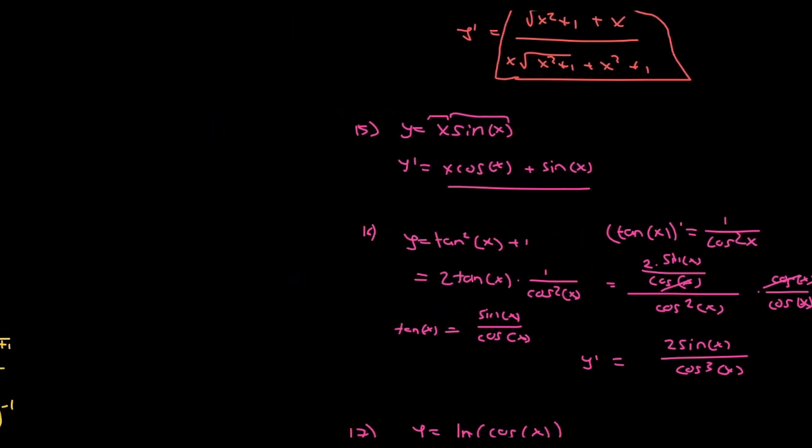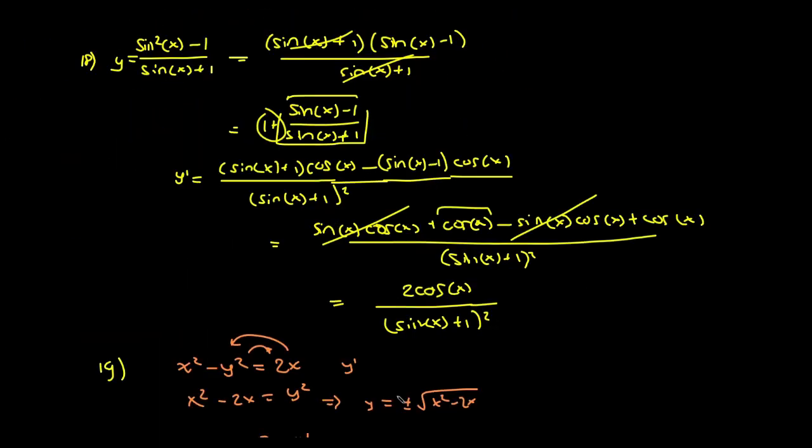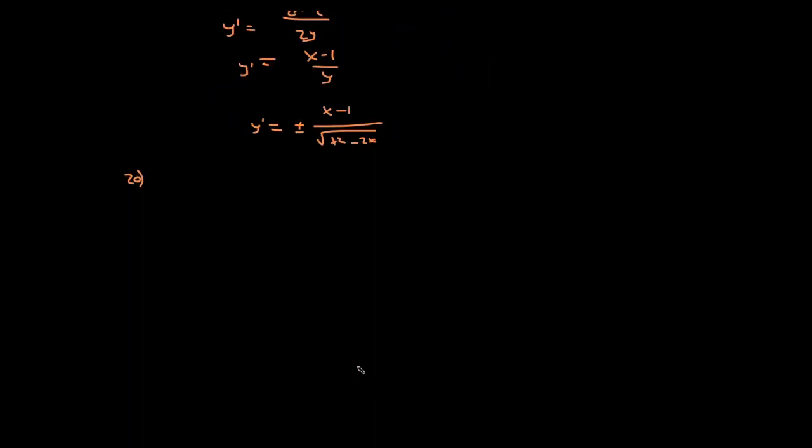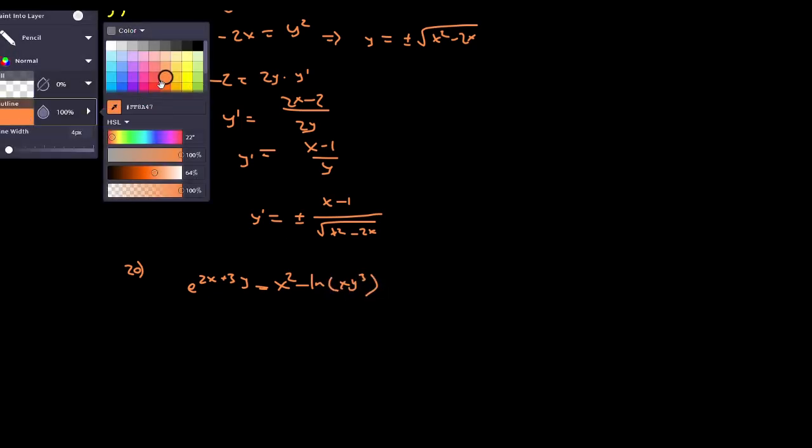But I have a feeling the second one might be a big one. That's going to be e to the 2x plus 3y equal to x squared minus ln of xy cubed. Alright. I'm not entirely sure; for me there's no obvious way to do this one. So first of all, I'll just copy it: plus 3y equal to x squared minus, like this. There's no real obvious way for me to do it yet.